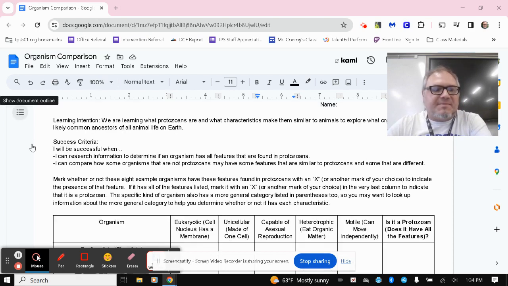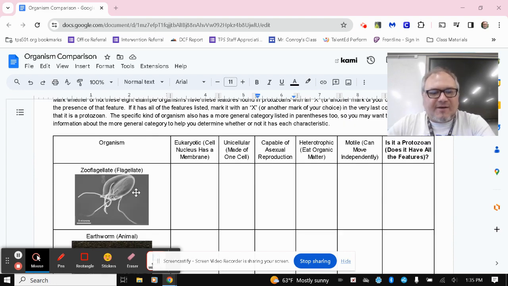Success criteria, I'll be successful when I can research information to determine if an organism has all features that are found in protozoans, and I can compare how some organisms that are not protozoans may have some features that are similar to protozoans and some that are different. So again, you're going to be filling out a chart here, looking at different specific organisms.